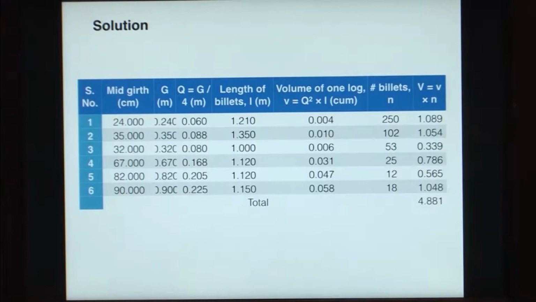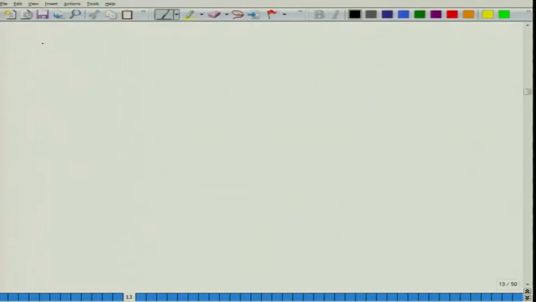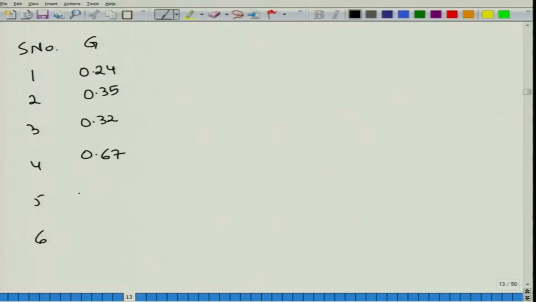So, let us now try to do this problem by hand. We are given that the serial number goes from 1, 2, 3, 4, 5 and 6. Now, the middle girth, that is G, if we write it in meters, becomes 0.24, 0.35, 0.32, 0.67, 0.82 and 0.9 meters. So, this is G in meters.